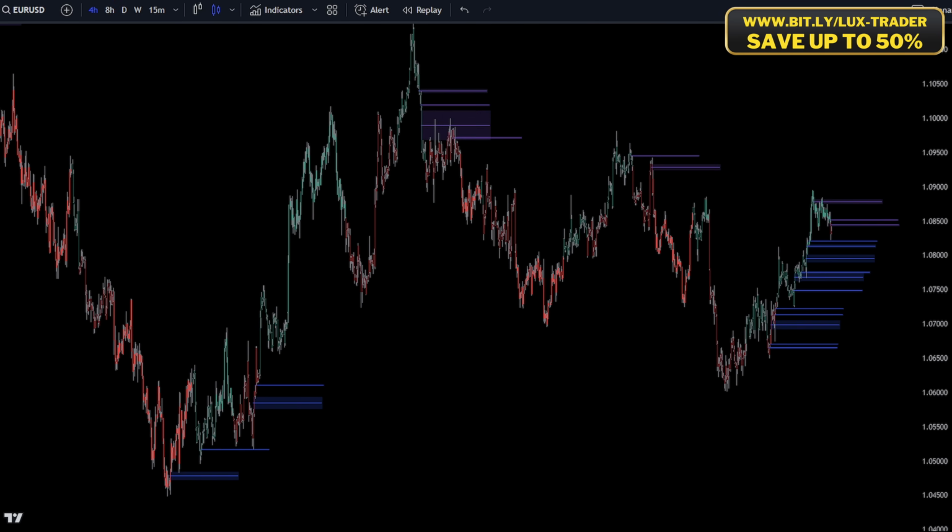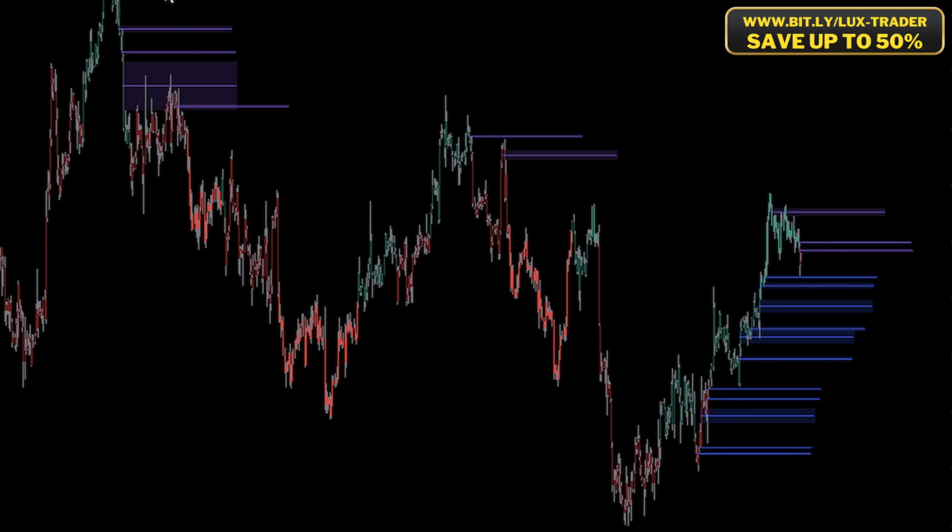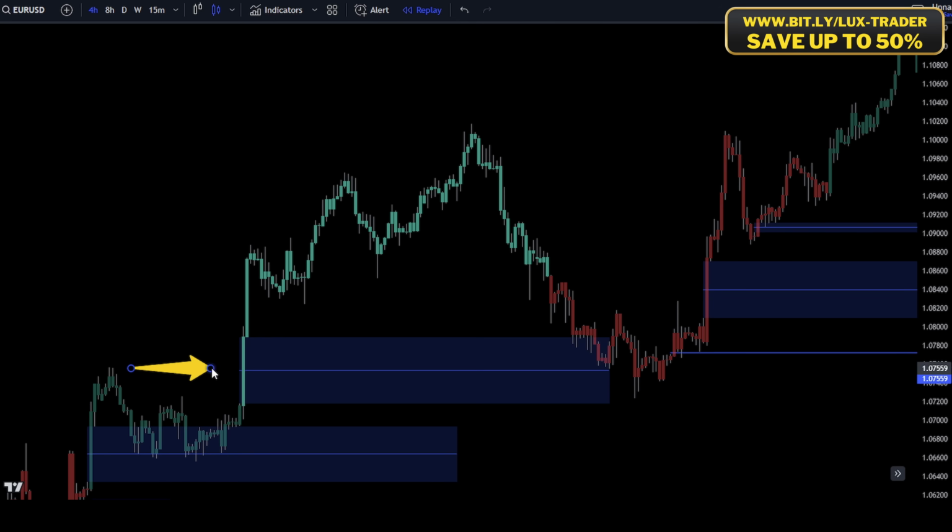This indicator also highlights fair value gaps. These blue zones are bullish fair value gaps, and the purple zones are bearish fair value gaps, and they are indicating inefficiencies or imbalances in the market. These imbalances appear as a three-candle pattern.